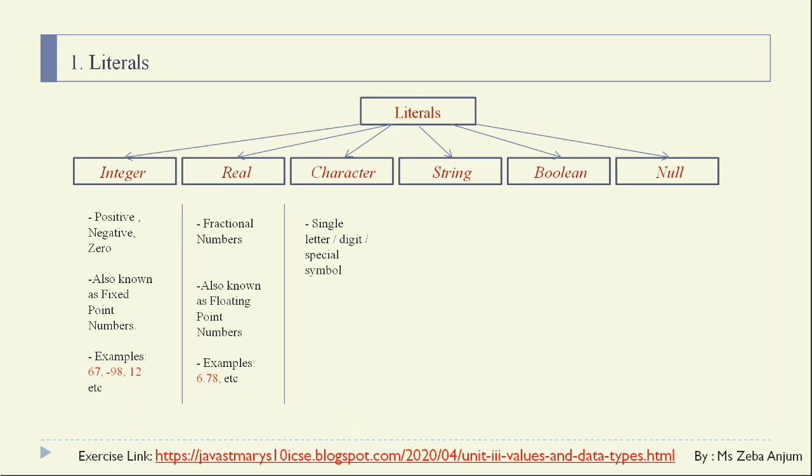And one major important characteristic of the character literal is that it is enclosed in single quotes. Only single quotes, and within those single quotes a letter, a digit, or a special symbol should be present. Now see the examples we have. You can take capital A, you can take an exclamation mark, you can take 0, 1, 2, 3, etc. Any single letter, digit, or special symbol you can take within this category.